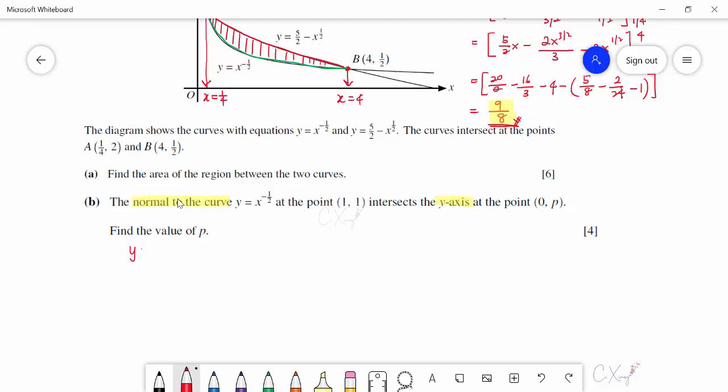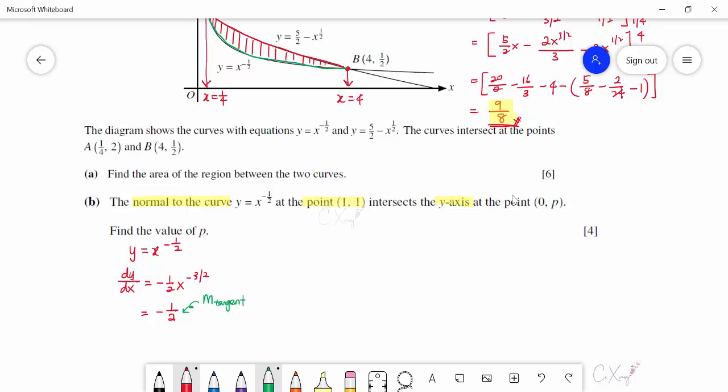To find the normal equation, we need to find the gradient of the tangent first. To find the gradient of the tangent, you need to find dy/dx. So you put the power in front, and power minus 1 becomes negative 3 over 2. And we substitute the point because the normal is at point (1, 1), so you substitute x equals 1. When we substitute x equals 1, you have negative half.